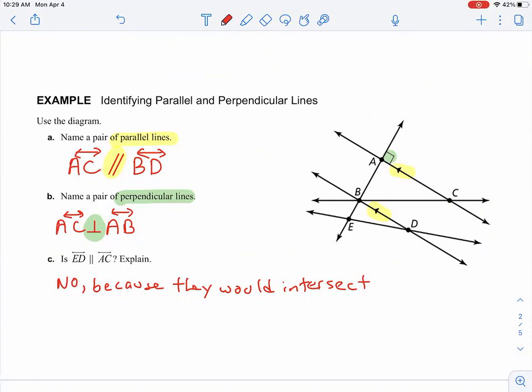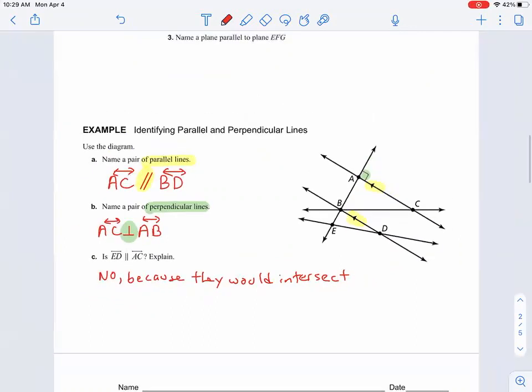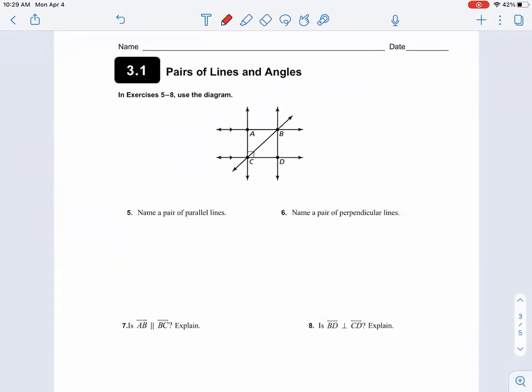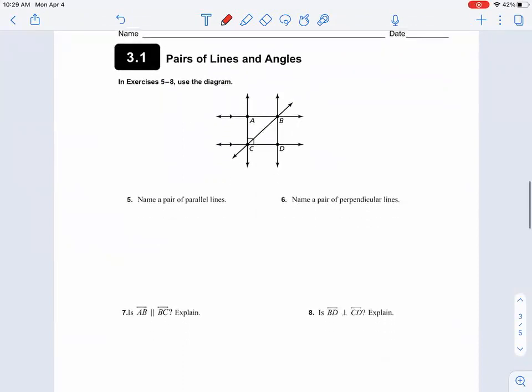All right, any other questions before I move on to the last section? All right, looking in your notes here. Actually, let's have you do this. How about if you guys do these questions 5, 6, 7, and 8? Take a couple minutes, name those parallel and perpendicular lines. Then we'll go over those in a minute, and then I have just one more small section to show you. Okay, so do those 5, 6, 7, and 8.